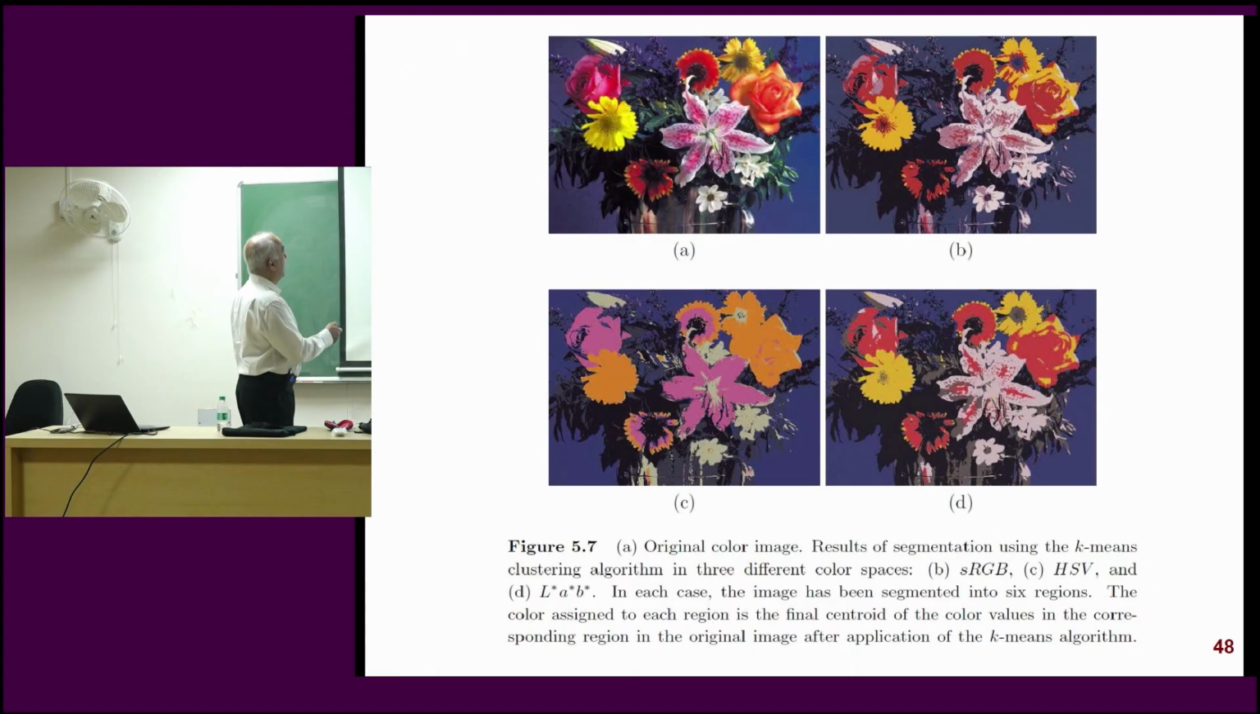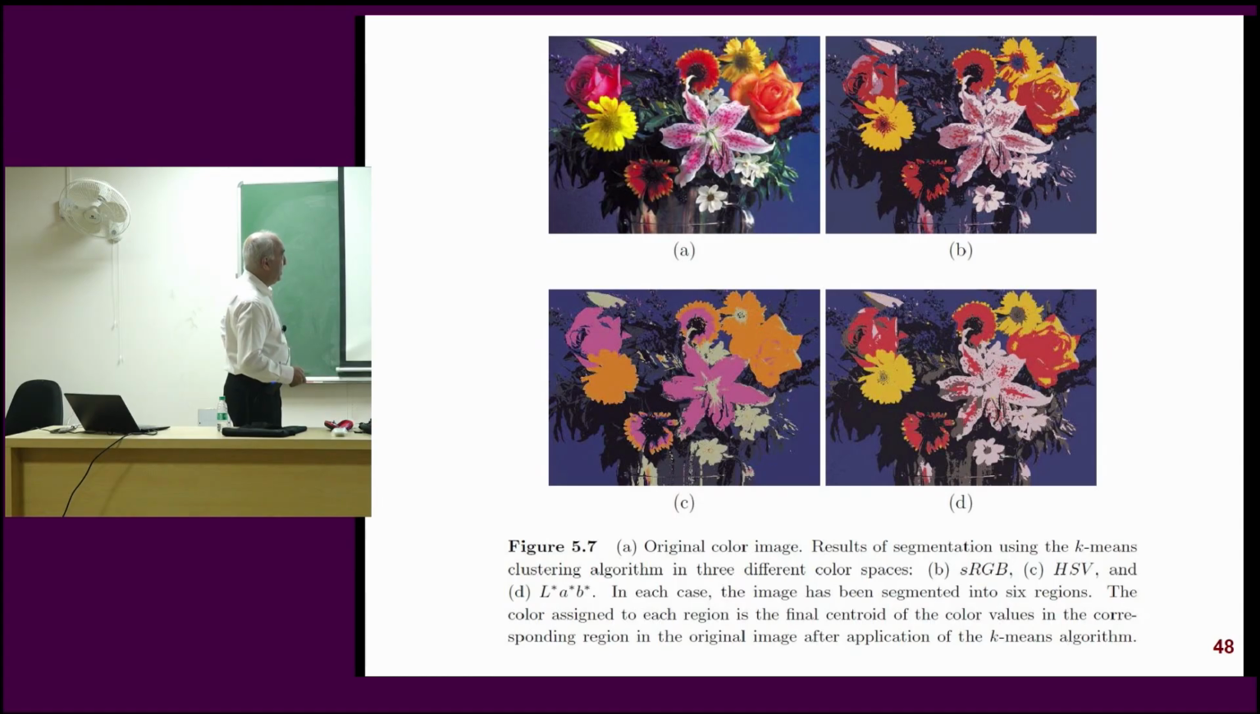So here we have an original image with lots of colors, and the results of K-means clustering in 3 different color spaces: sRGB, the standardized RGB, and HSV, similar to HSI. The intensity and value components are obtained using different combinations of RGB. So HSI and HSV are similar, but the third component, the intensity component, is computed differently. And LAB.